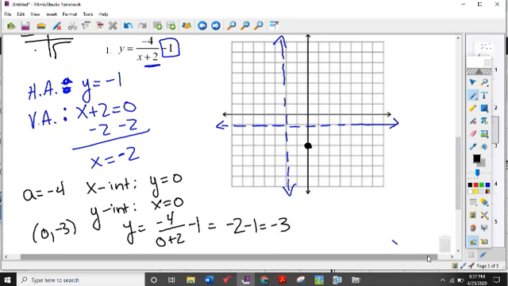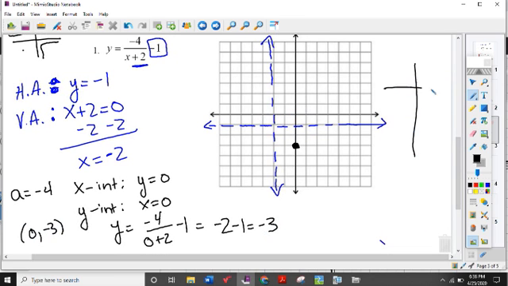Now, another point that I could find is I want to find one on the other side of my asymptote. So we know that when x is 0, y is negative 3. So let's see, this was x equals negative 2. So what if I do, I don't know, negative 3 for x? So I come back to my original equation. I plug in negative 3 for x.